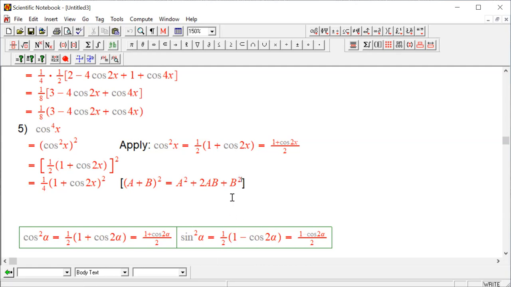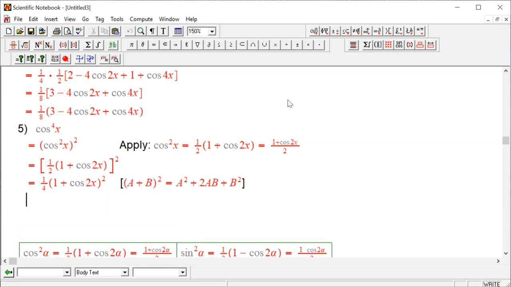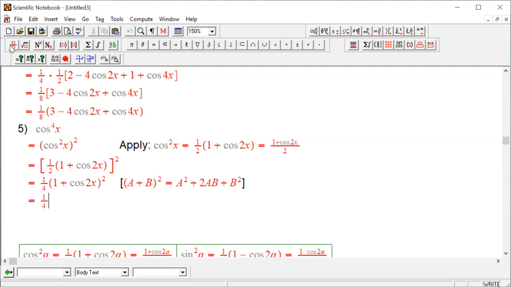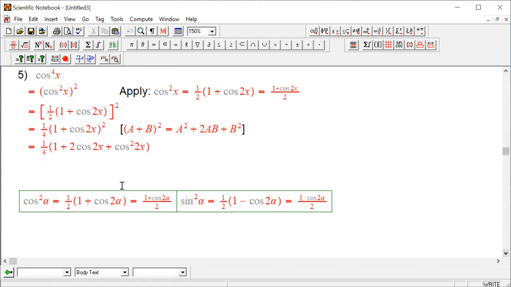You can see these formulas that you learned in elementary algebra are often used. Now we're going to apply the formula. So a quarter, parentheses, I have 1 squared is 1, plus 2 times 1 times cosine 2x, plus cosine squared of 2x. And the rest of the substitution is very similar to what we did on the previous question.